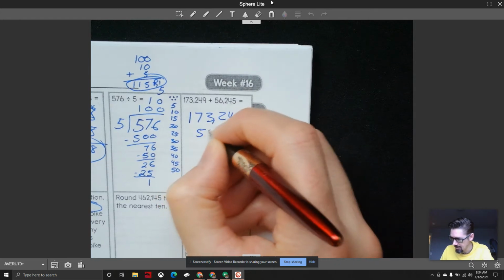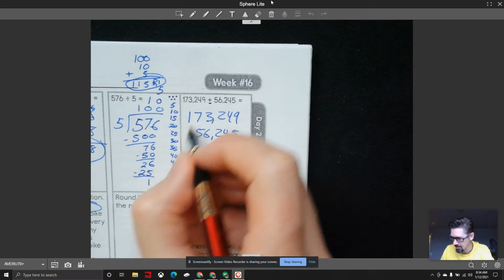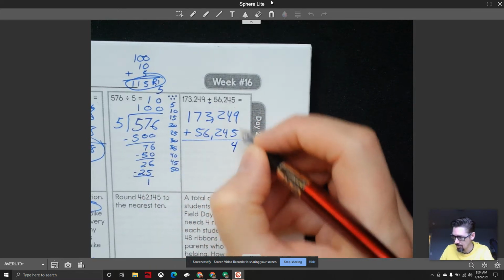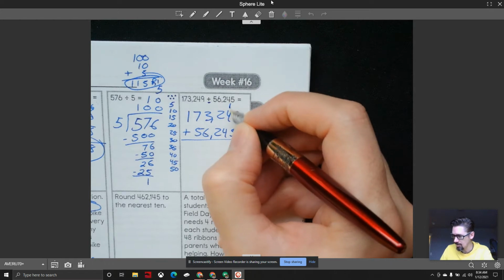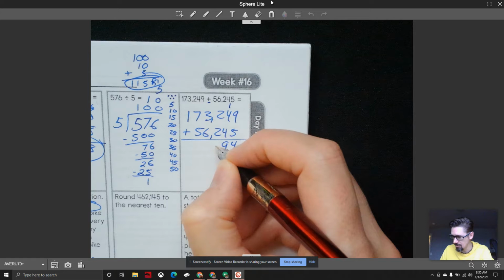Then I have 5, 6, 2, 4, 5. Then I'm adding here, so I'm going to just combine them with addition. 9 plus 5 is 14. Regroup. 1 plus 4 is 5, plus 4 is 9. 2 plus 2 is 4.